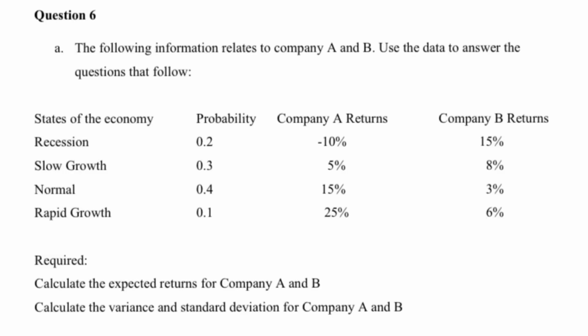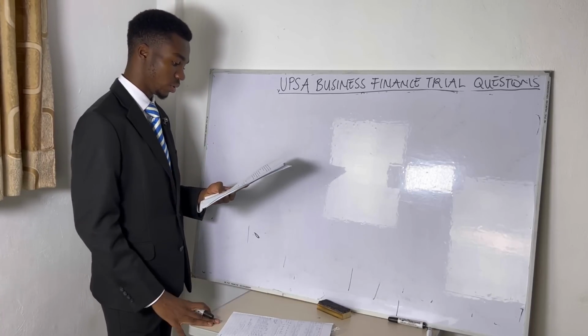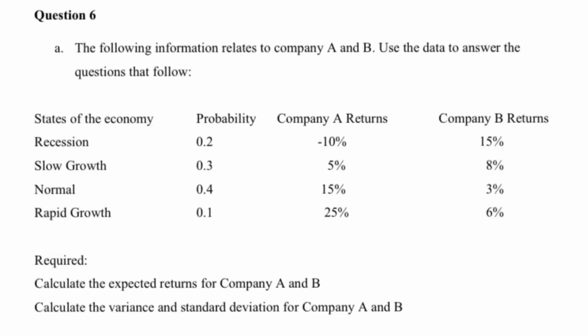And it gives us the state of the economy. So we have recession, slow growth, normal, and rapid growth. These are various states of the economy that could occur. Then you have the probability. So the probability that it is in recession is 0.2, slow growth 0.3, normal 0.4, and rapid growth 0.1.